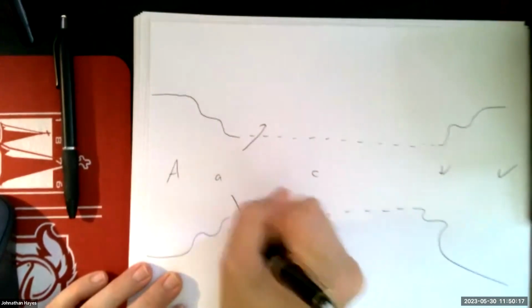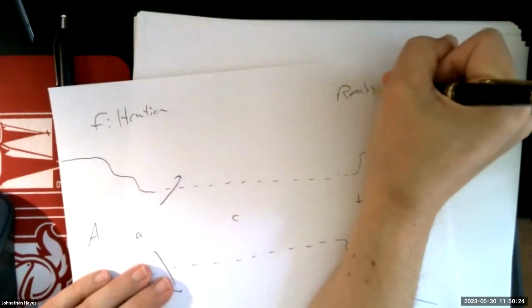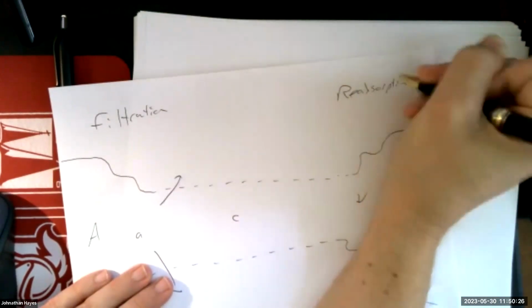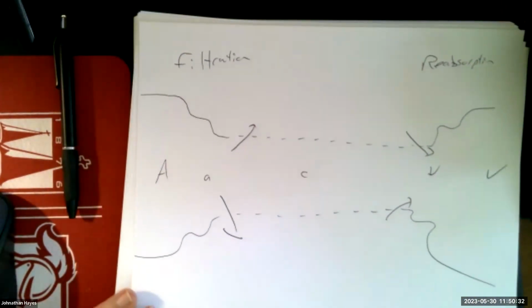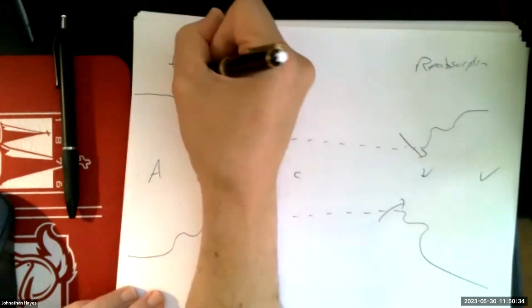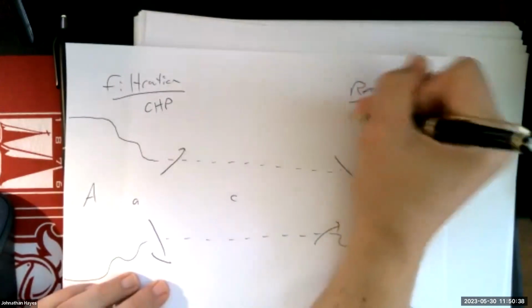So filtration occurs on the arterial side of a capillary. Reabsorption, I'm just going to write up here now, occurs on the venous side of a capillary. Right? There's certain forces that generate filtration versus reabsorption. The primary force for each one is CHP for filtration and CCOP for reabsorption.